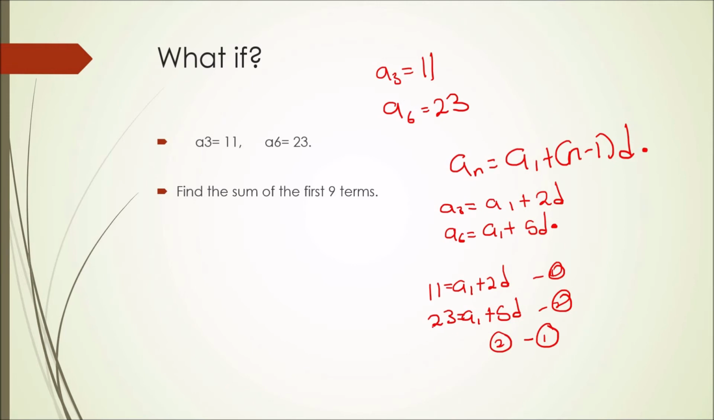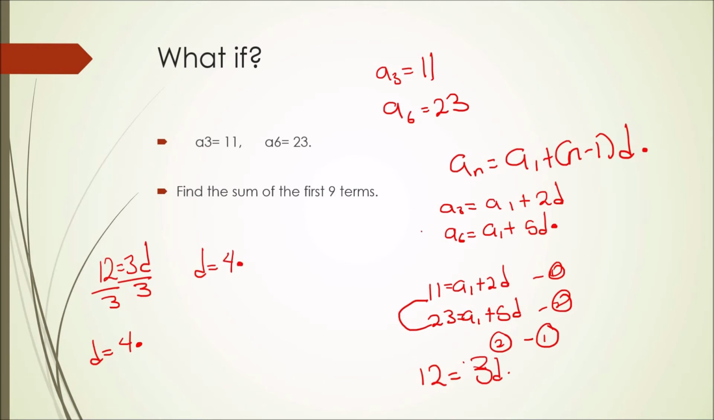So let's take them one by one. 23 minus 11, that's 12. A1 minus A1, 0. 5D minus 2D, that's 3D. Okay, so I'm going to put it here. 12 equals 3D. And we can simply divide both sides by 3. So our D is 4. Interesting. Okay, D is 4.